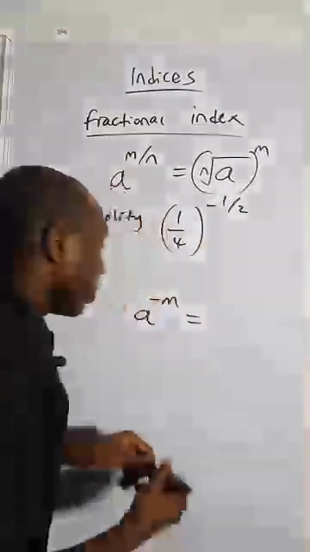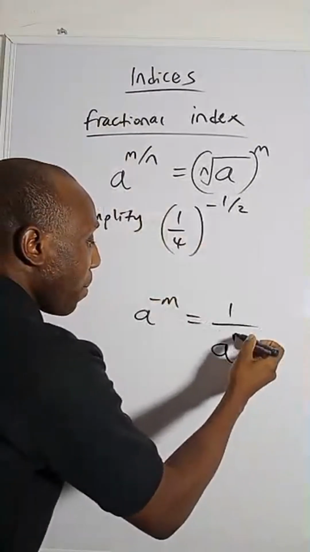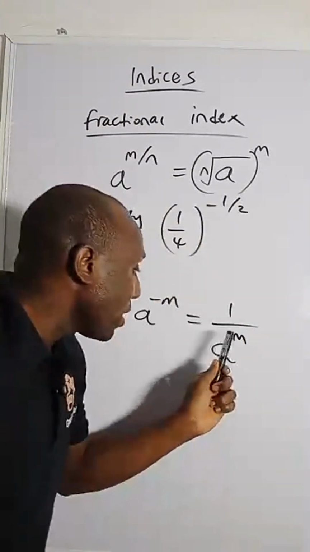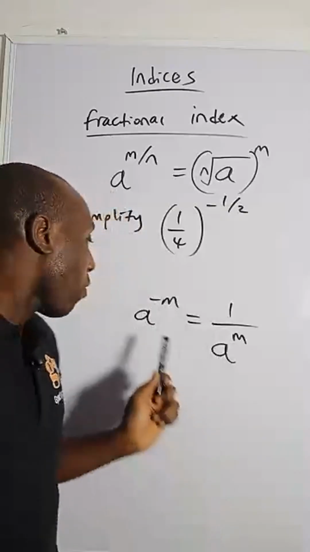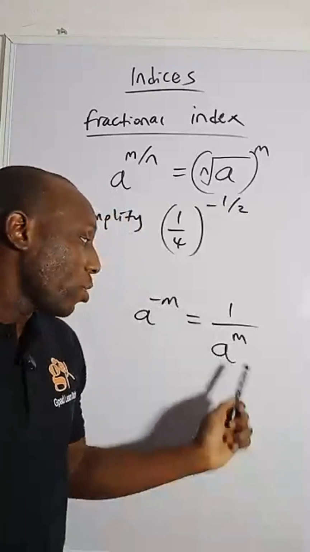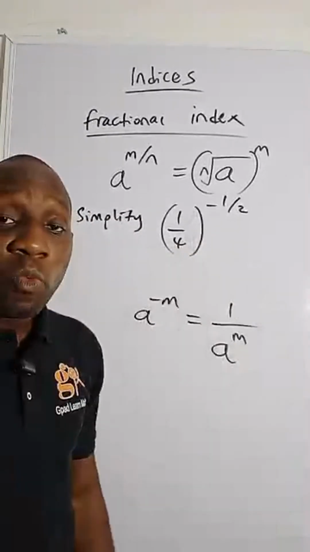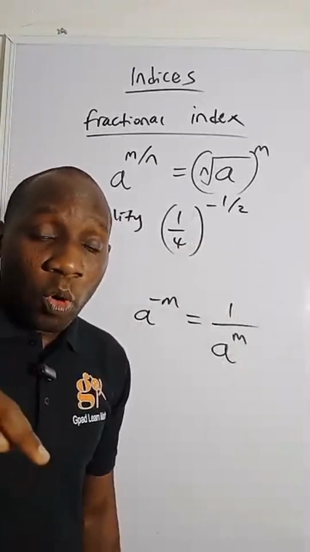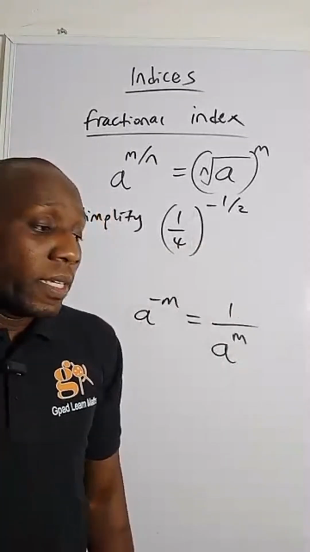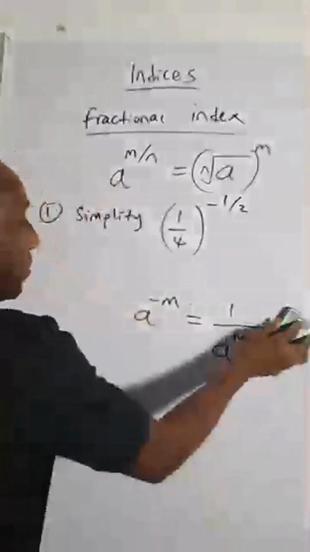The negative index law. So this will become 1 over a raised to the power of m. Notice there's no negative sign here. This minus sign here has taken the reciprocal of a raised to the power of m. So hence you have this. Now I had to bring this because there's a negative sign here, which we will need the knowledge of the negative index law. If you don't know that law, you might not be able to solve this.